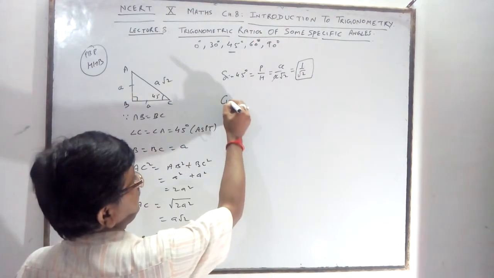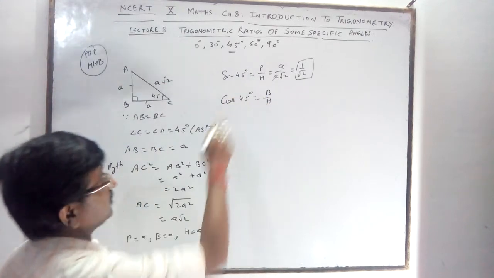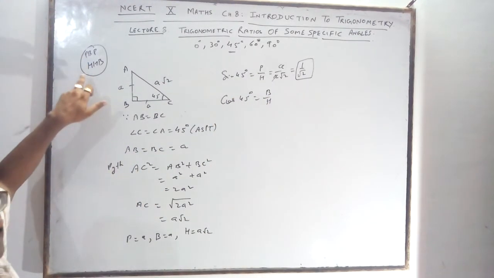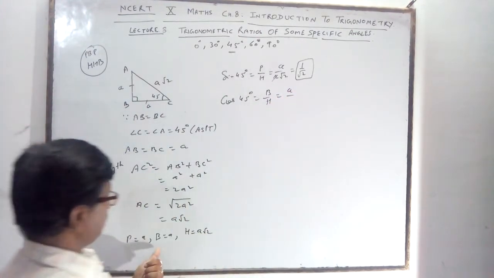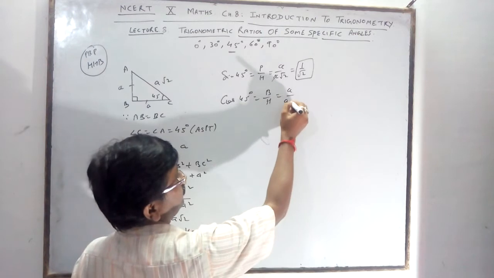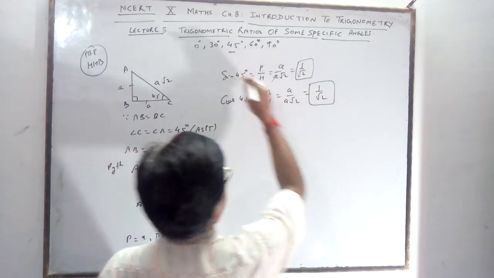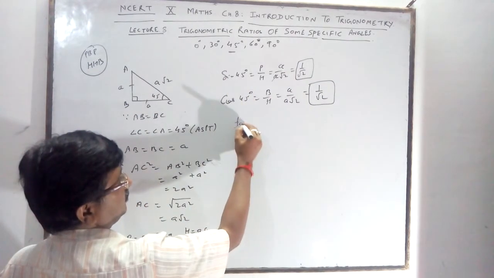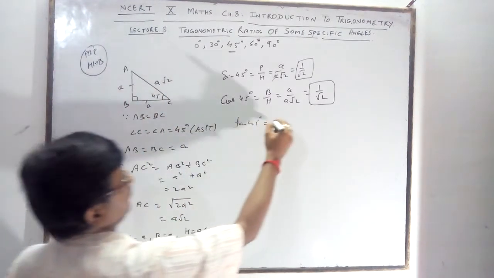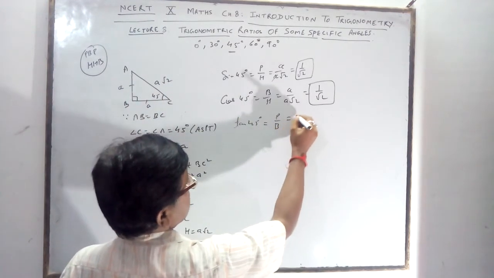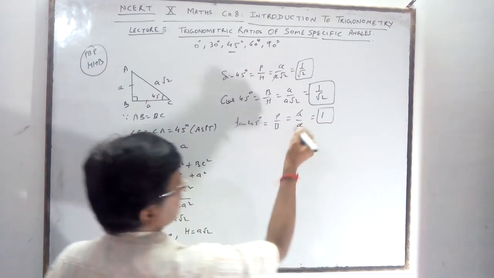Then cos 45 degree will be base upon hypotenuse. If you forget, from Pandit Badri Prasad Har Har Bole, you get B by H. What is the B? Again A. B is equal to A. A upon A root 2, you will get 1 upon root 2. Tan 45 degree is P upon B. What is the P? A. And what is the B? A. Both give you 1 after cancelling.